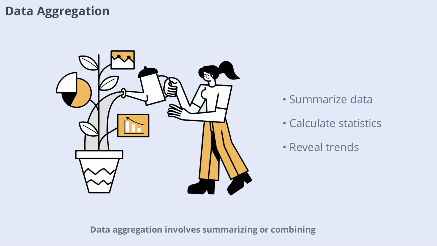Data aggregation involves summarizing or combining data points to provide a higher-level view. This can include calculating averages, totals, or other summary statistics. Aggregation is useful for reducing data complexity and highlighting key trends or patterns in your dataset.